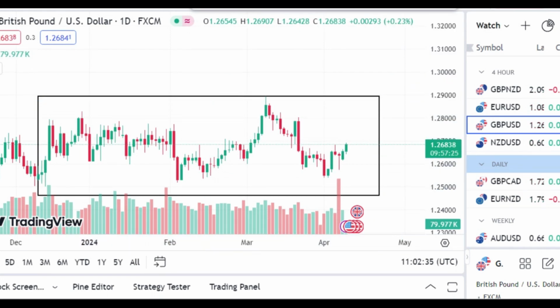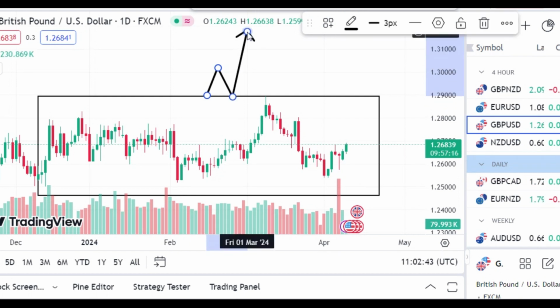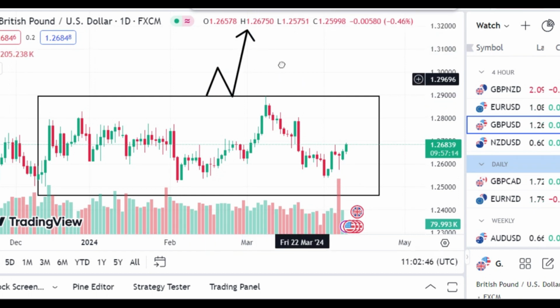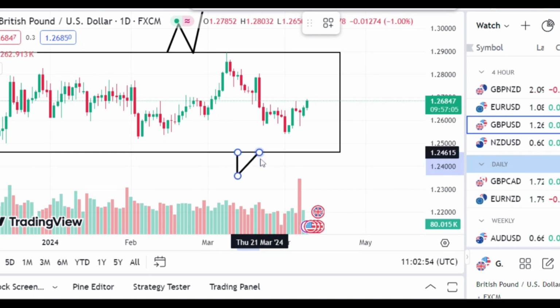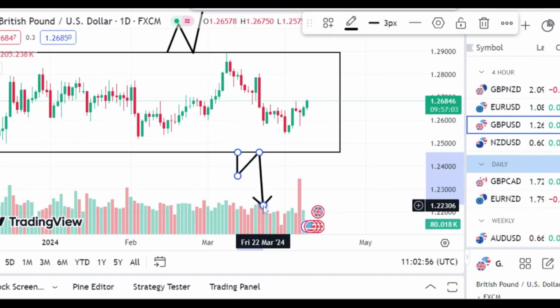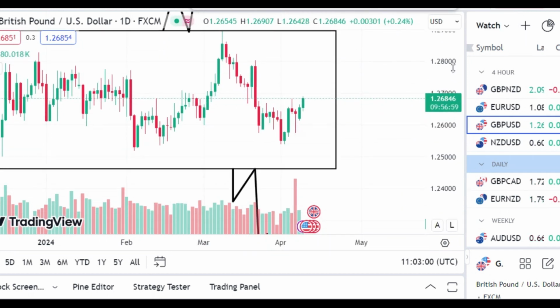I will wait for this market to break like this, to break here, and I will enter that market. Okay, if not like that, then I will wait for it to break on the lower side, then I will enter like that. Just wait for the market to break, then I will enter.